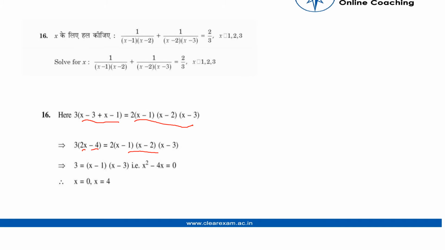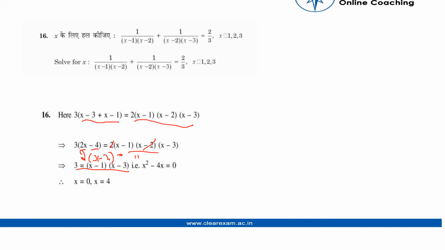After that, we take 2 common from 2x minus 4, and it becomes x minus 2, and the RHS remains the same. When we take 2 and x minus 2, it gets cancelled with the RHS, and we are left with 3 equal to x minus 1 into x minus 3.